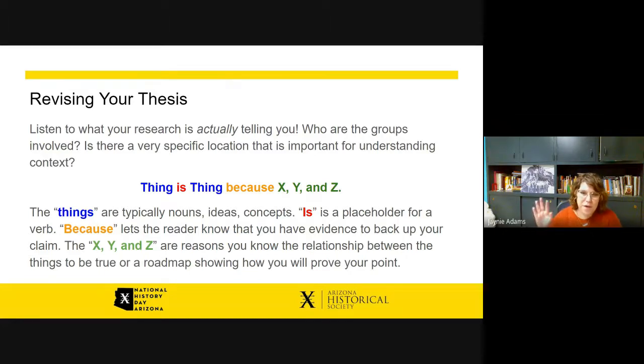So a refresher on thesis statements. Every thesis statement in the whole wide world boils down to: thing is thing because XYZ, where the things are generally nouns, ideas, concepts. Sometimes they're like jargon words. They're basically the two things that you are comparing. That comparison verb is a placeholder for any verb.